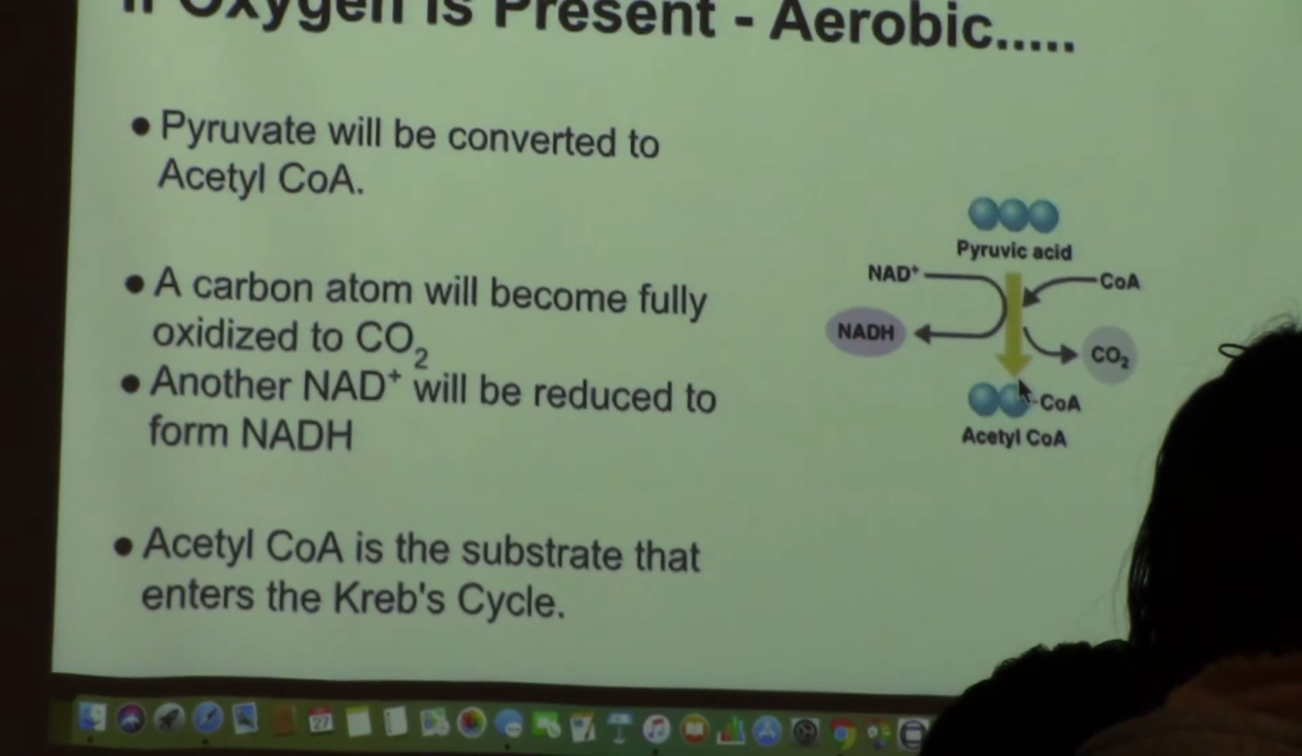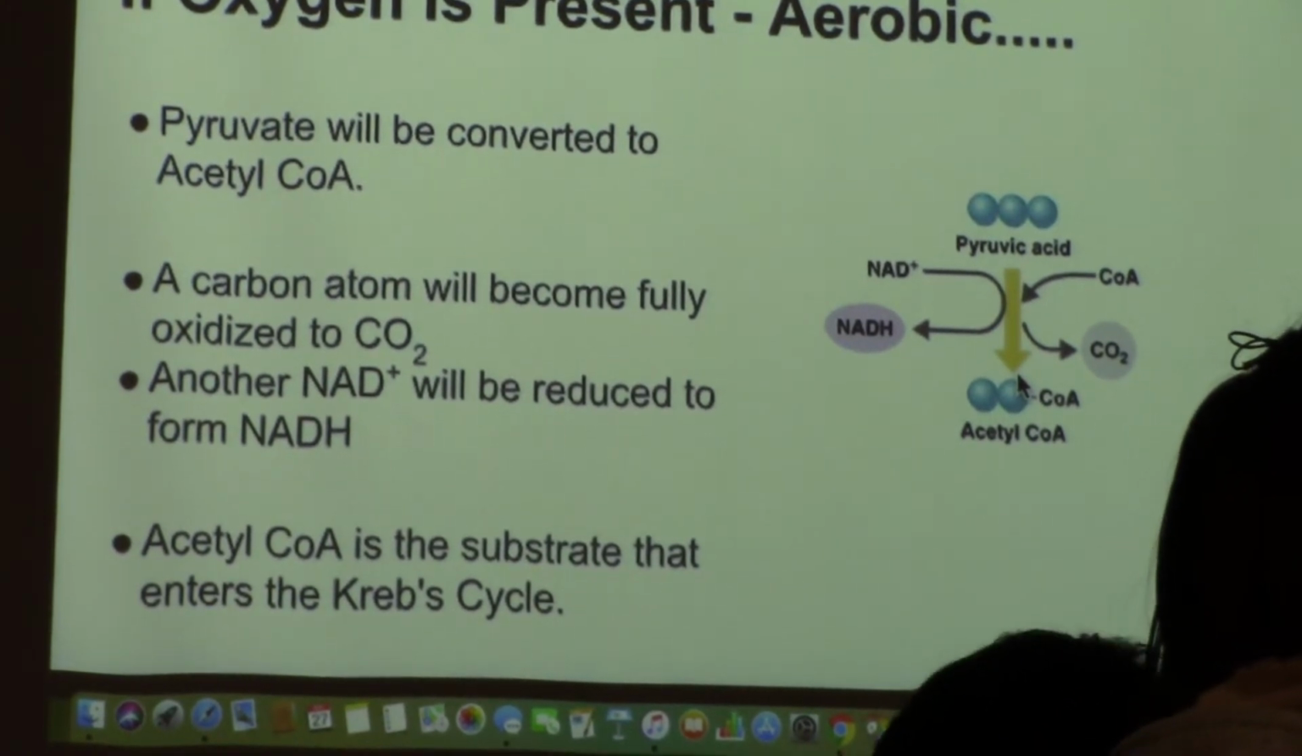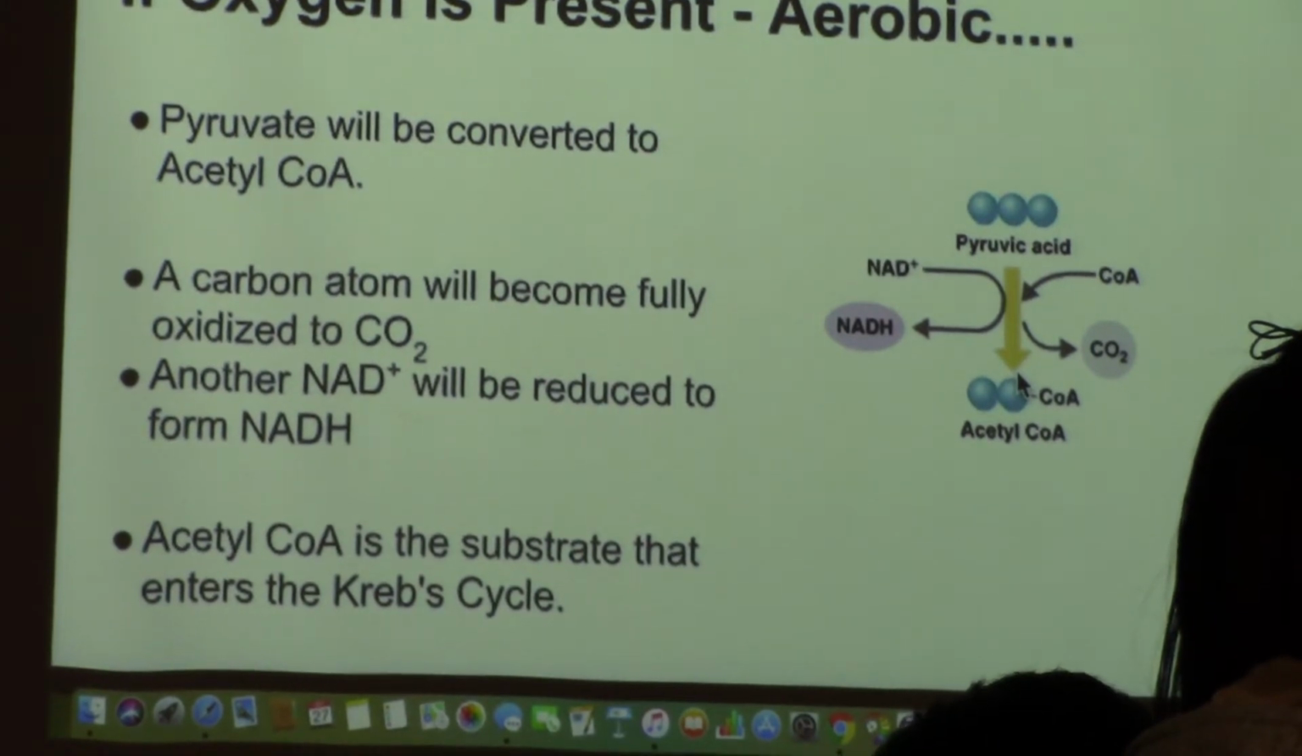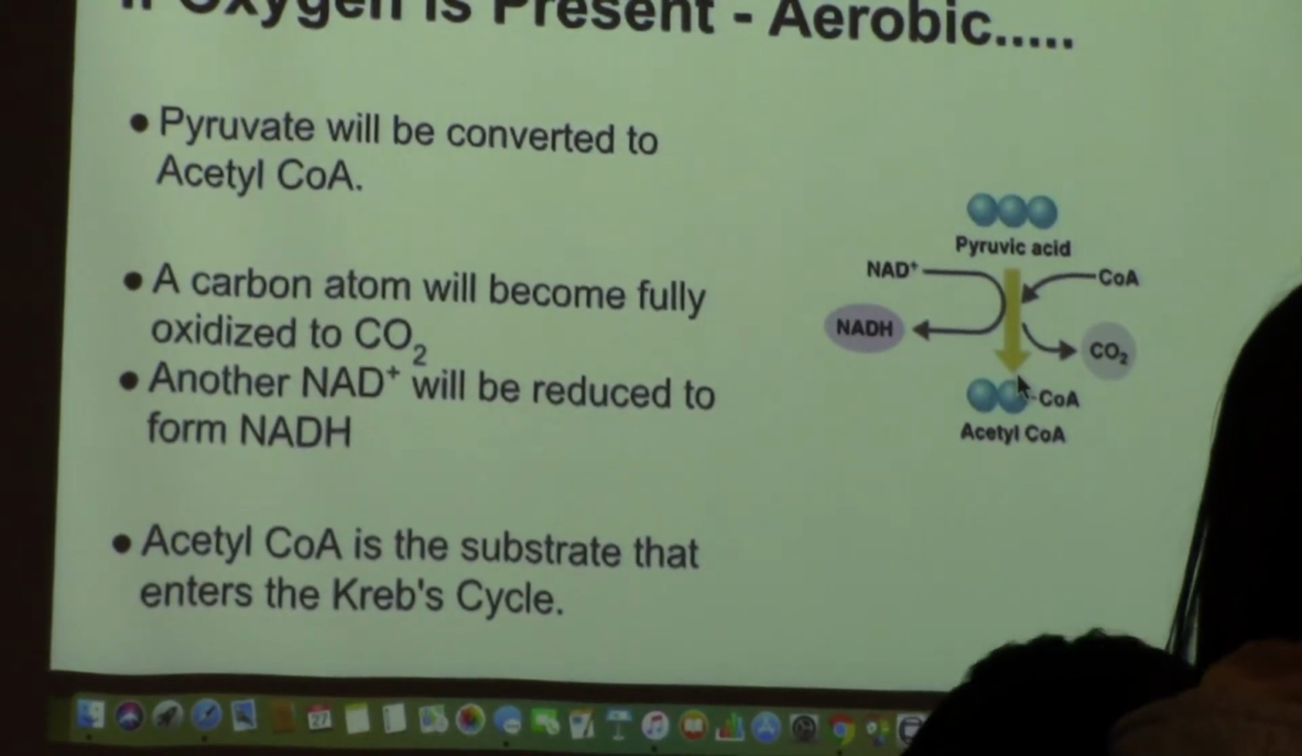Just want to clarify that pyruvic acid and pyruvate are totally interchangeable. They're exactly the same thing. They're just the carboxylic acid or the salt of the same carboxylic acid.